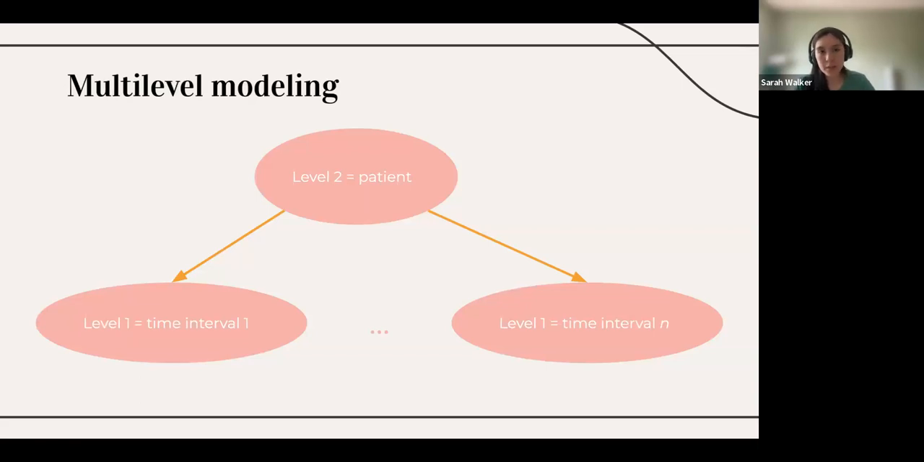Well, we're going to be doing multi-level modeling. So this is a generalization of linear models like the linear regression, but it allows us to deal with this sort of clustered or nested data structure. So we have our cluster of patient. And then within each patient, we have a number of time intervals.